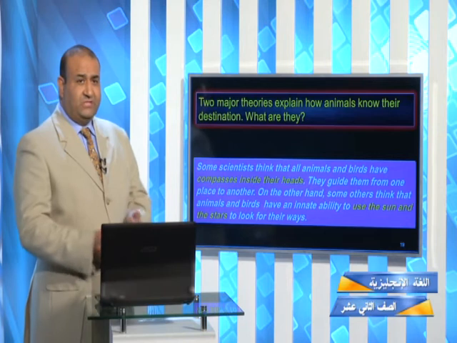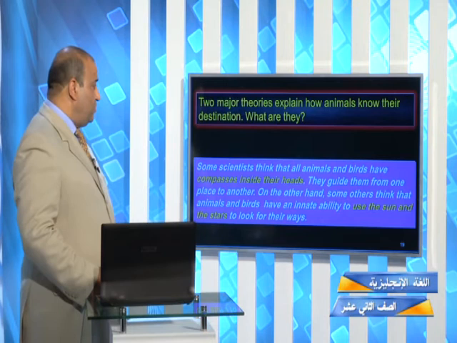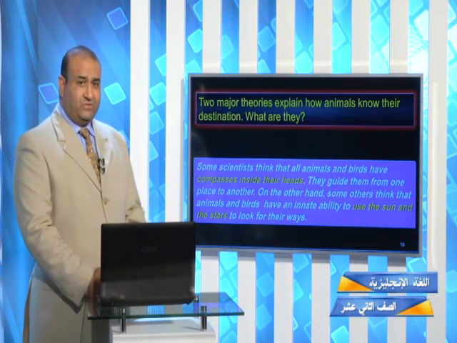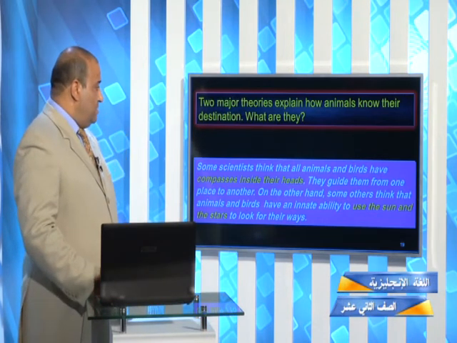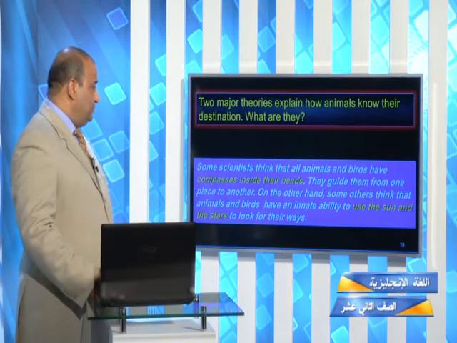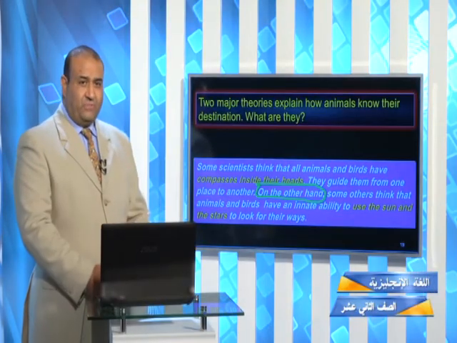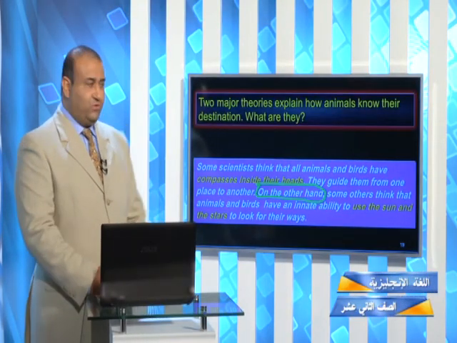Of course, there are other scientists who add another piece of information to show us that there is another cause or there is another reason. On the other hand, some others think that animals and birds have an innate ability to use the sun and the stars to look for their ways. Okay? Again, we refer to the linkers here. Here we have used on the other hand because you are opposing two points of view. Some people suggest an argument, and some others give another point of view.